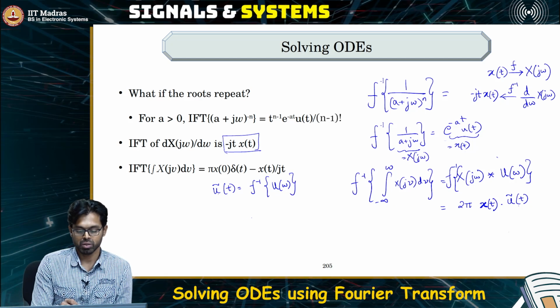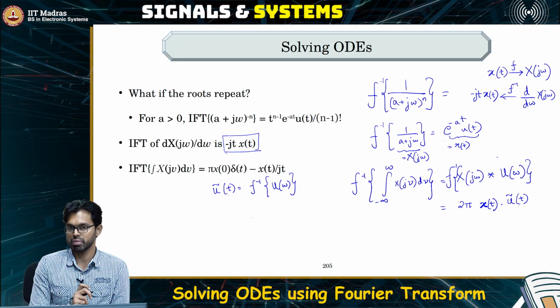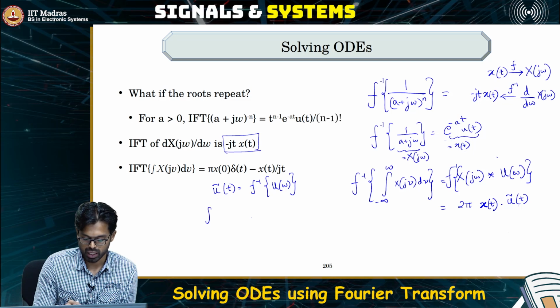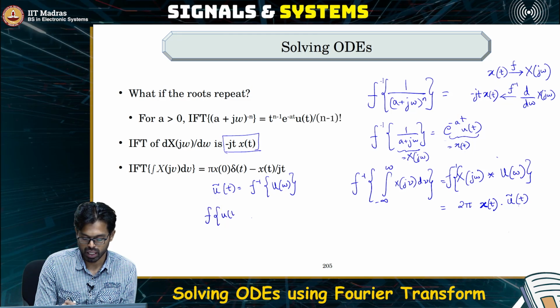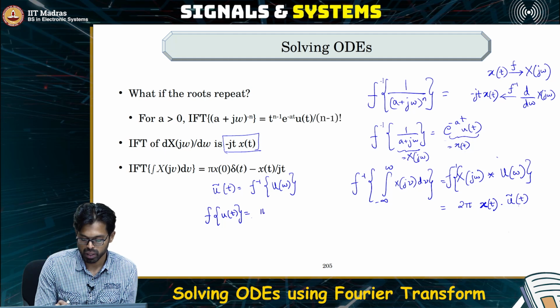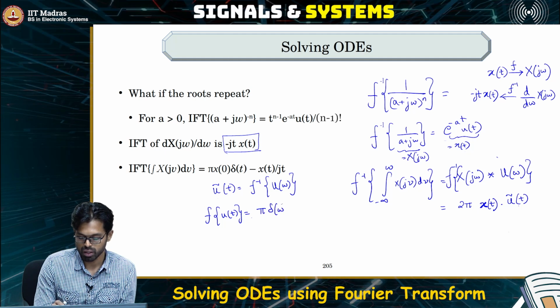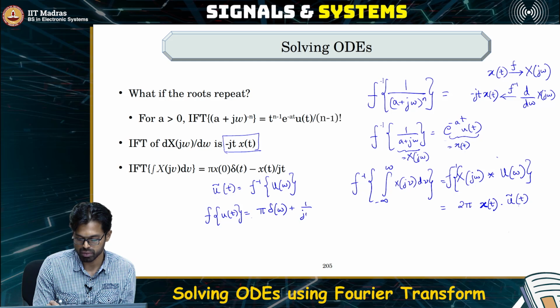To find the inverse Fourier transform of u tilde of t, we will use two properties that we already know. The first property is that the Fourier transform of the time domain step function is given by pi delta of omega plus 1 by j omega.